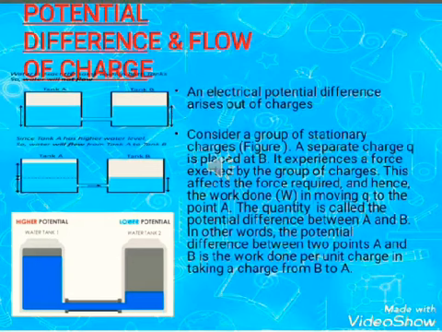In this, tank A is at a higher level and tank B is at a lower level. You can see an arrow showing that the flow of water will be from the higher level to the lower level. Same as for the charges, they will flow from the higher potential to the lower potential. Click for the next slide.